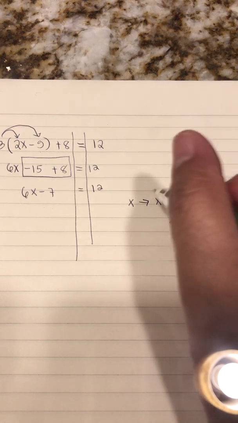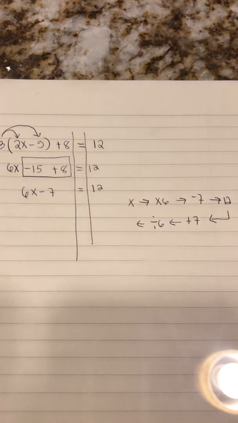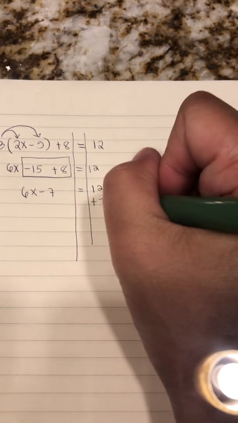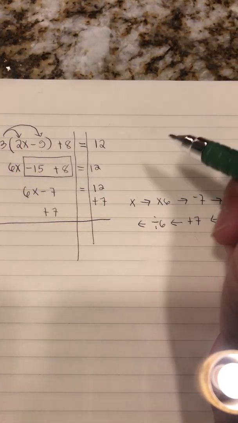Then instead of times 6, I'm going to divide it by 6. Then I will get my value of x. So I'm going to start with plus 7. And this is what I'm talking about. You have to do it on both sides of the equation in order for it to stay equal.